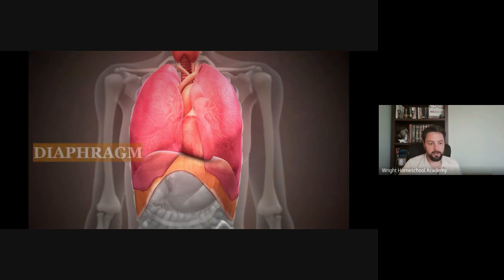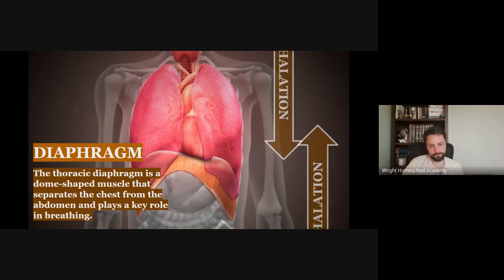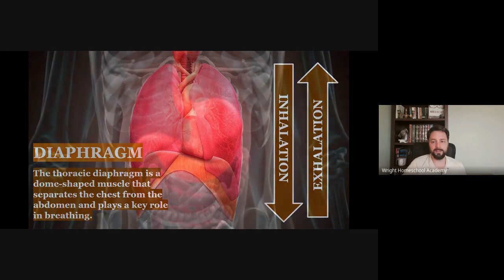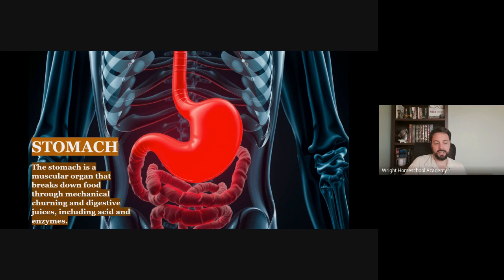All right, what we're looking at here is, of course, the lungs, but below the lungs is a better image of the diaphragm, showing what I was talking about earlier, where it's separating the thoracic organs from the abdominal ones. The thoracic diaphragm is the dome-shaped muscle that separates the chest from the abdomen and plays a key role in breathing: inhalation, exhalation, that kind of thing. Here we're looking at the stomach, a muscular organ that breaks down food through both mechanical churning, smashing the food against the walls inside the stomach, and digestive juices, that's chemical digestion, including the acid we talked about and some other enzymes.